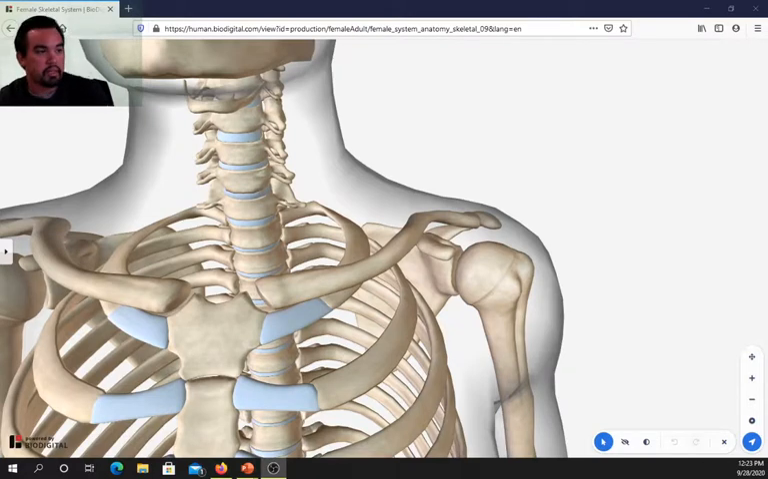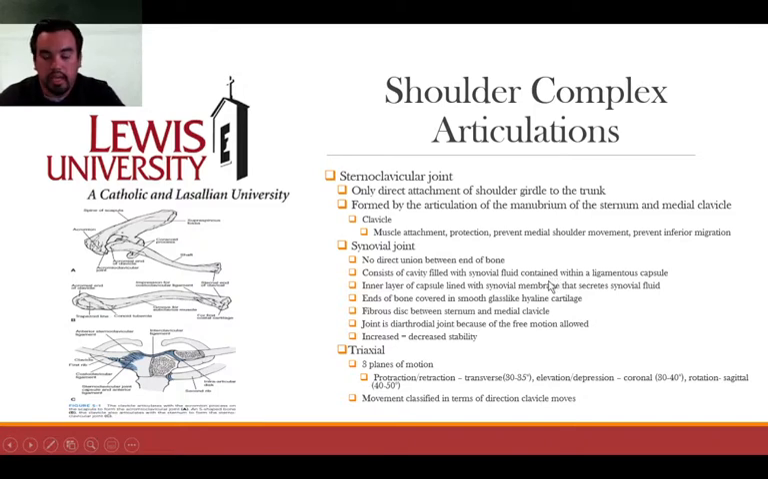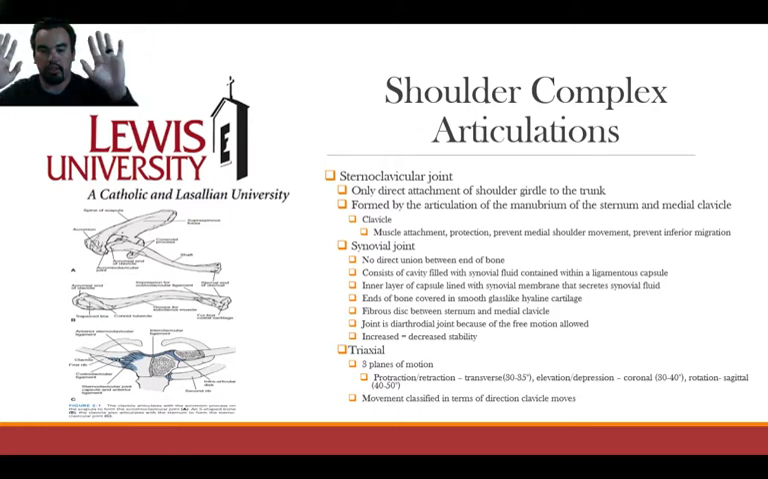What isn't happening is this move, so you can hold that and feel that as you move that, right? And you can see how a very violent contact or a very violent movement there could cause some pain within that joint as it loses some of that stability. It's triaxial, so it has 3 planes of motion. It protracts and retracts, so forward and back, right? It elevates and depresses, goes up and down, and then it rotates like that, okay? The movement is classified in terms of the direction the clavicle moves.